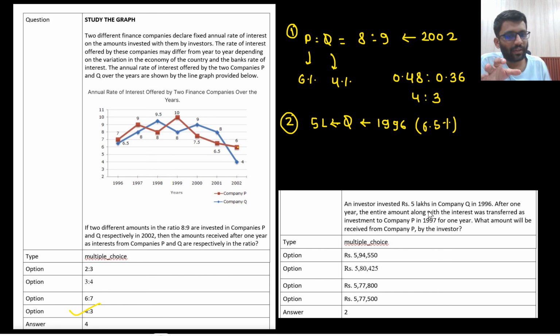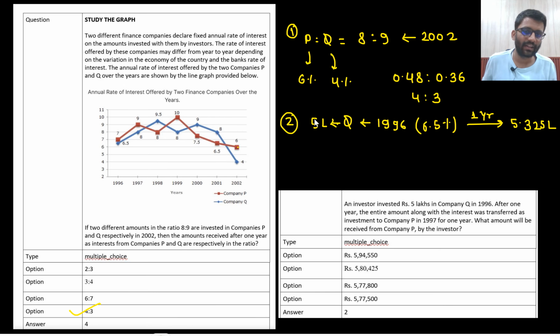After 1 year, the entire amount along with the interest was transferred as investment in company P. So after 1 year, how much amount would it be? 5 lakhs with 6.5% interest. 6.5% of 5 lakh would be 0.325, plus 5, so 5.325 lakh. After 1 year with 6.5% interest, this amount becomes 5.325 lakh. Now that has been invested in company P in the year 1997 and they would be offering 9% interest rate. After that, how much amount will the investor get?